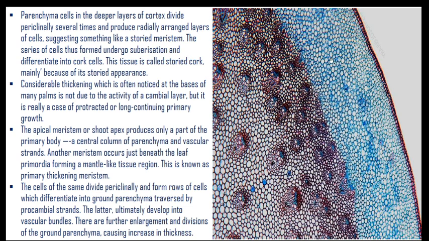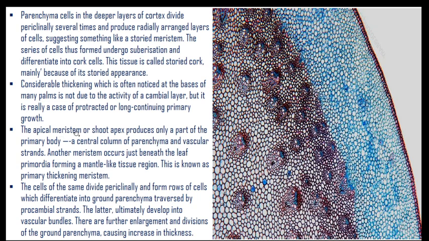So this is the transverse section of a Dracaena. This is the epidermis. This one is the cortex, and within that cortex or near to that cortex, here are the many more vascular bundles which are irregularly scattered in the cortical region.